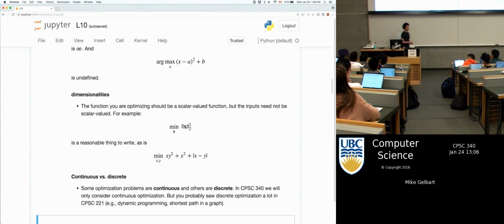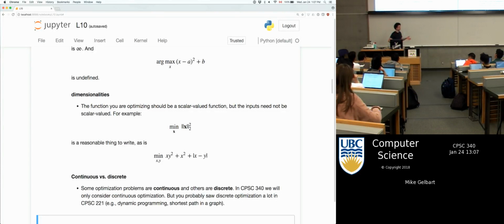I alluded to this already, but in this class, and usually in life, not always, but usually, the function that you're optimizing is a scalar valued function, which means it outputs a number. That kind of makes sense, because if we're trying to make something as big as possible or as small as possible, that thing should probably be a number. Because it's a bit hard to say, well, this vector is bigger than that vector. Maybe you could, but it's really a score. You can think of it that way. But the input parameters or variables or whatever we want to call them is not necessarily going to be a number.